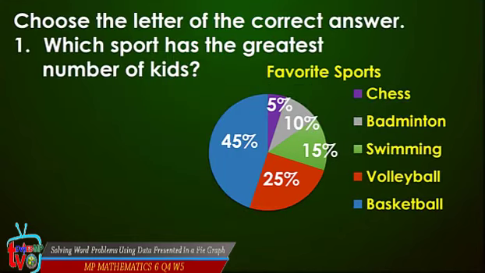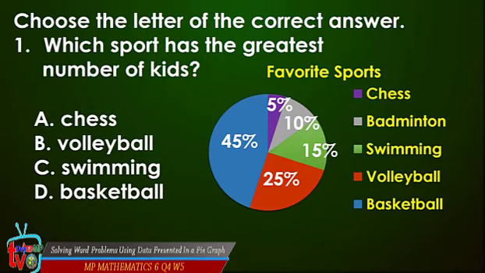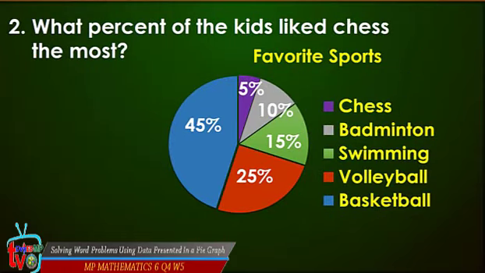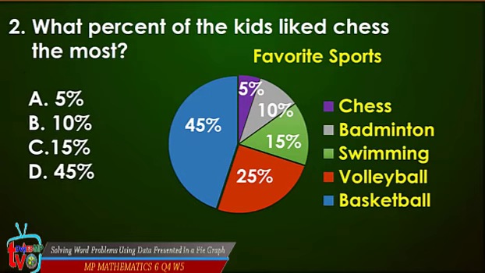Choose the letter of the correct answer. Number 1. Which sport has the greatest number of kids? A. Chess, B. Volleyball, C. Swimming, D. Basketball. Number 2. What percent of the kids liked chess the most? A. 5%, B. 10%, C. 15%, D. 45%.